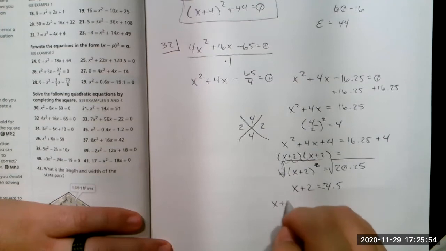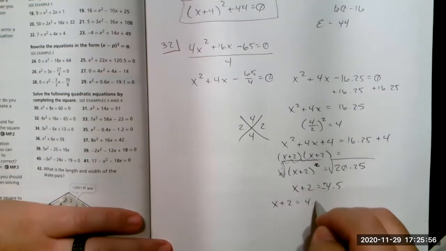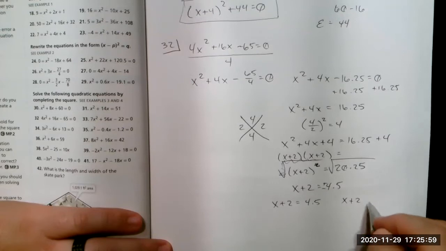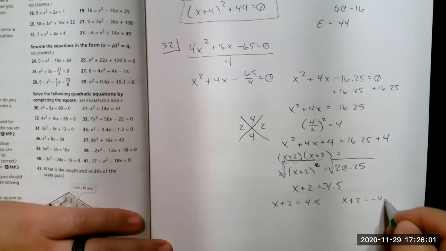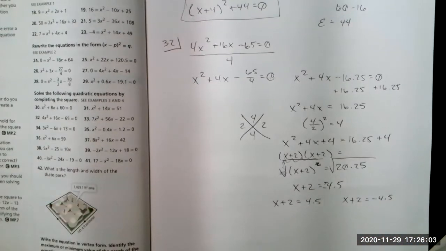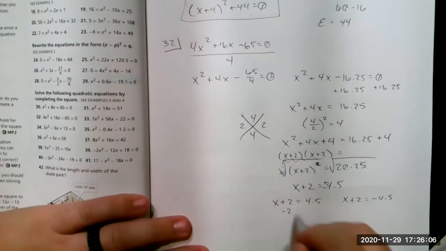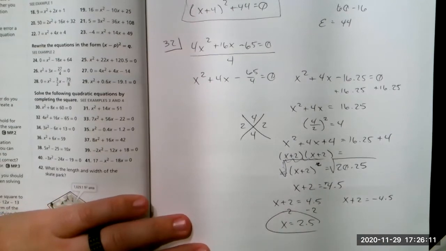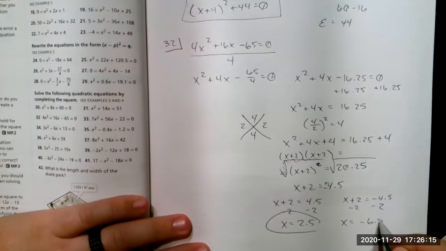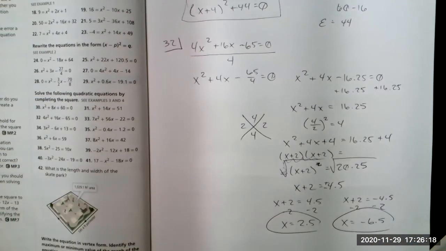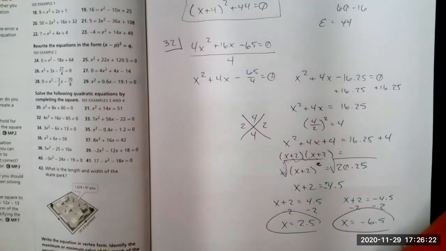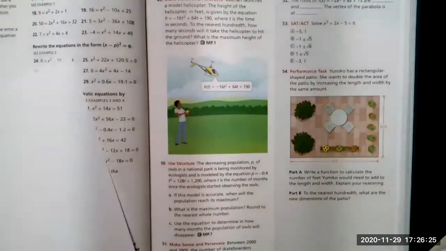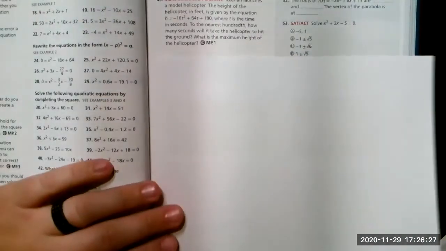So here's the part where we're going to take x plus 2 and set it equal to positive 4.5, and I'll also take x plus 2 and set it equal to negative 4.5. Go ahead and do the math, subtract 2 from both sides. I get x equals 2.5 as one of my answers. Subtract 2 from both sides, I get x equals negative 6.5 as one of my answers. All right, so 32 is done. 34.